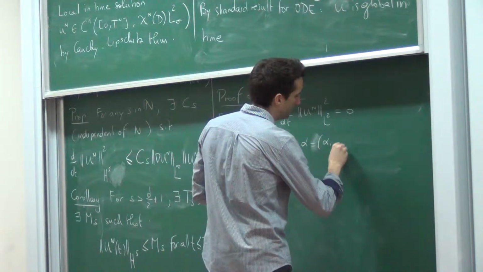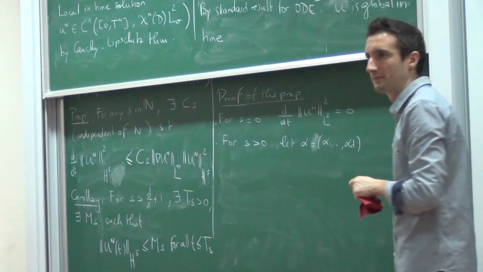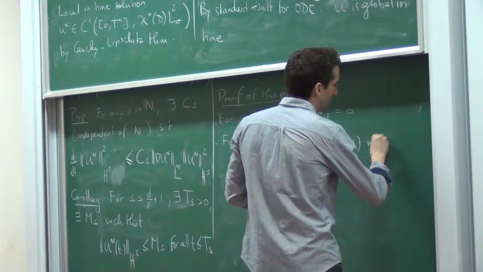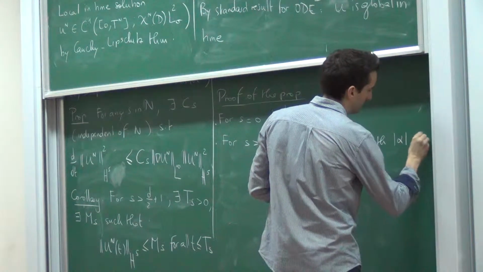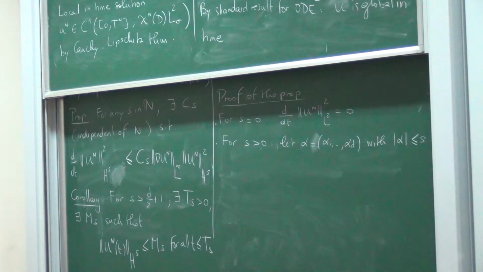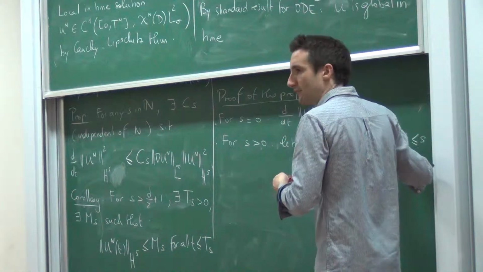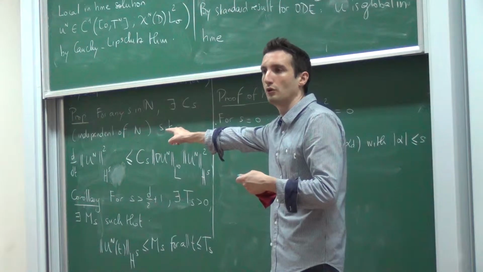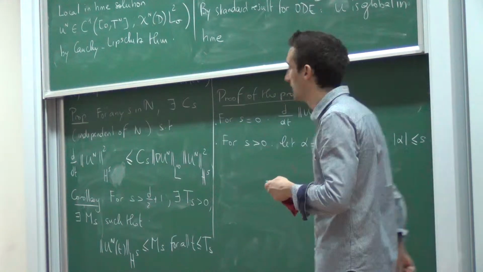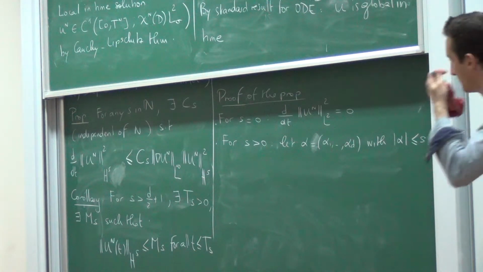You take some alpha, some number of derivatives with alpha less than s. What you want is a control of d alpha un in L2. If you have a control on d alpha un in L2, then for any alpha like this, you will have a control of the Hs norm. So how do you get a control of these derivatives of un?